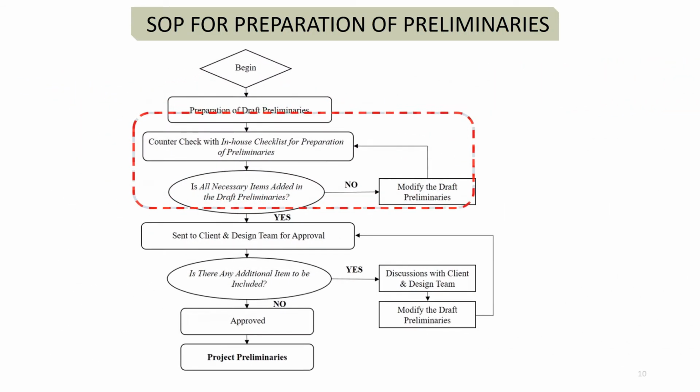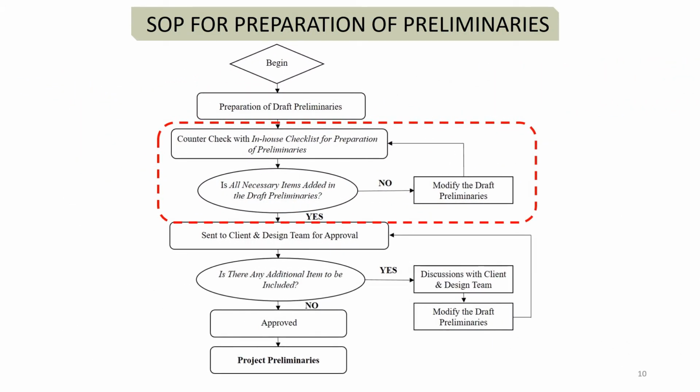Next, we will proceed to the second part of the SOP. After the drafted preliminaries has been prepared, the QS consultant will cross-check with the in-house checklist for preparation of preliminaries in order to ensure all necessary items has been included, such as if the client requirement are being taken into consideration or any latest update information from the design team or client are being left out. If there are still additional items to be included in the preliminaries, the QS consultant will continue to amend the draft preliminaries as shown in the slide.